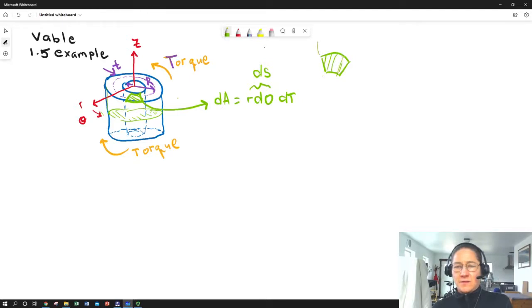So this is d theta, theta, and we're at some average r. So the mean here is my r d theta, and then of course I have a dr here, so that gives me an area.